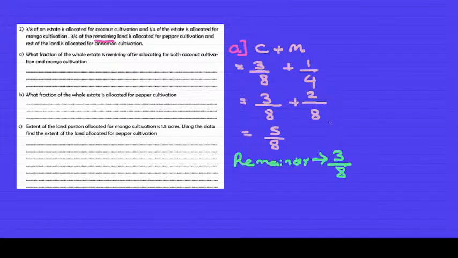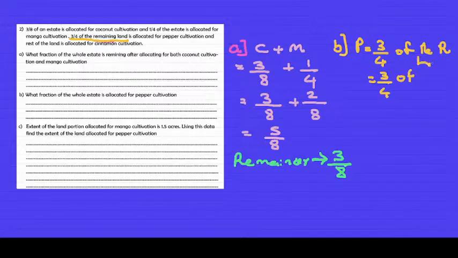Right. Question B. What fraction of the whole estate is allocated for pepper cultivation? So let's see what they have said about pepper in the paragraph. They have said 3/4 of the remaining land is for pepper. So pepper, that's 3/4 of the remainder. 3/4 of what's the remainder? Just a while ago we found out the remainder is 3/8 of the entire land.